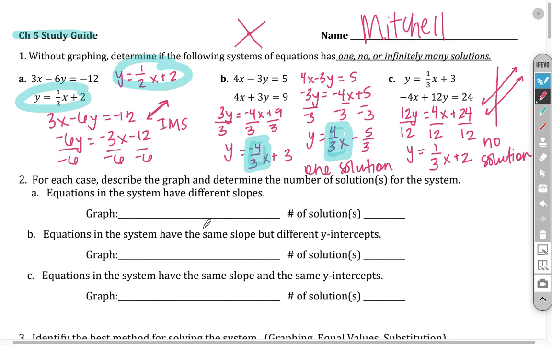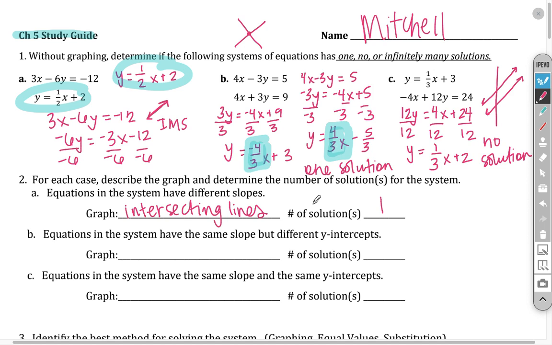All right, number 2 can kind of be answered similarly to the problems that we just worked. It says for each case to describe the graph and determine the number of solutions for the system. A says equations in the system have different slopes. So different slopes are going to be our intersecting lines, just like we had in B. So we've got intersecting lines. That's all it's asking here. Not to actually graph anything, but what it's going to look like. And when we have intersecting lines, we have one solution.